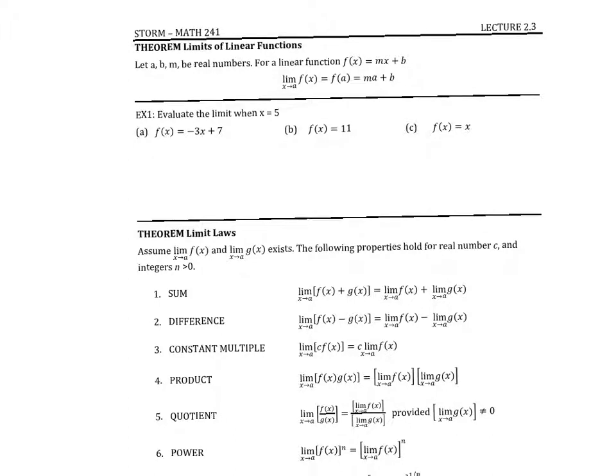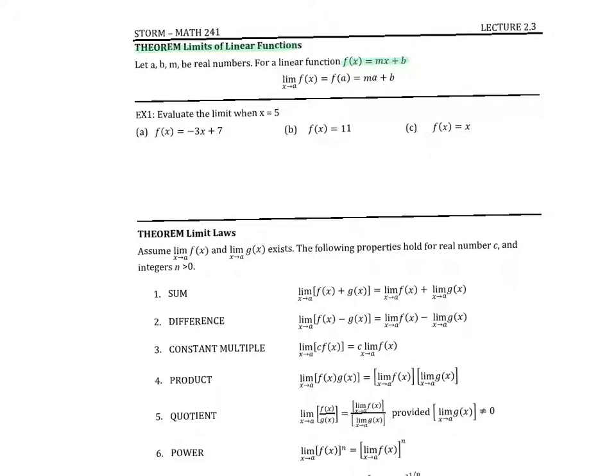In 2.3, we're going to compute limits without using tables or graphs. And actually from now on, we do not use tables and we do not use graphs to compute limits. So the first thing we're going to look at is a special case. This would be our first theorem, the limits of linear functions. A linear function is of the form f of x is equal to mx plus b.